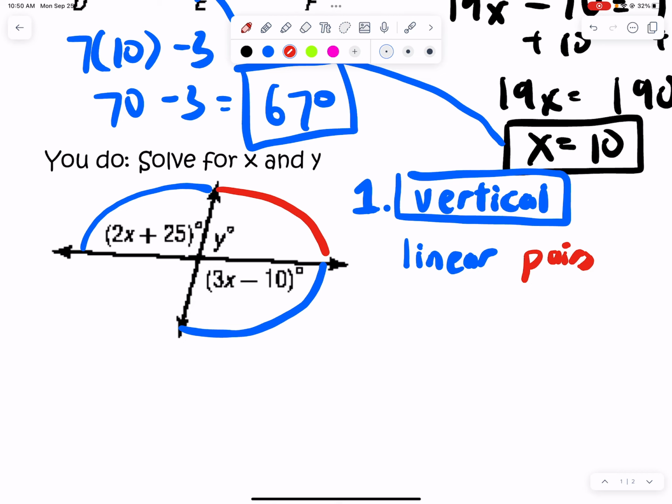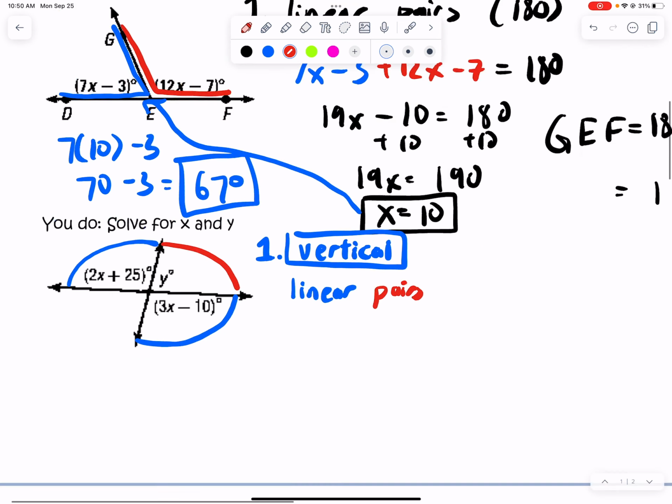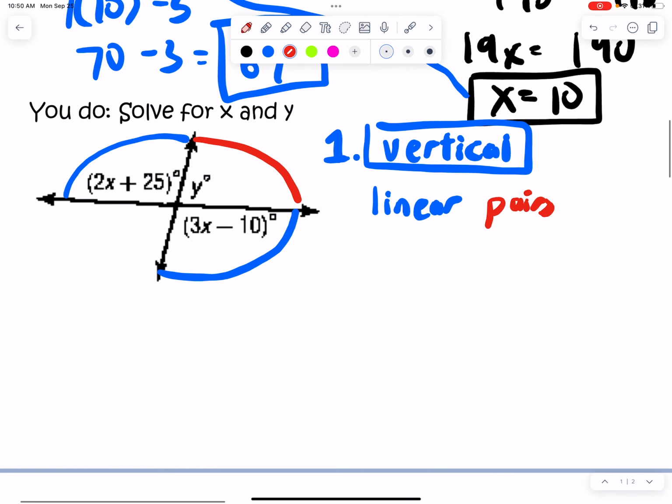Alright, so let's set up our equation for x, please. Look at the two blue vertical angles and set up your equation for x. It should look like the first one, like the I do. Go ahead and try to set yours up. I'll give you about 10 seconds.